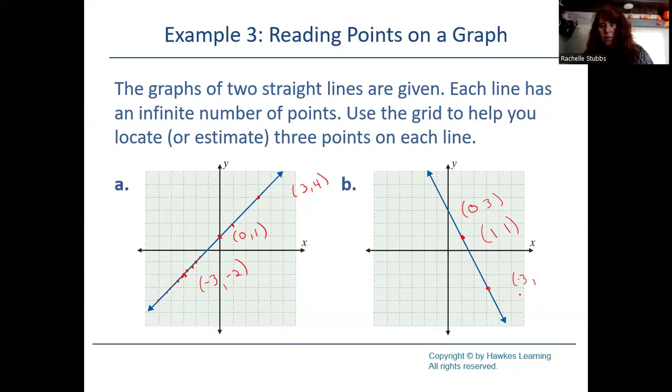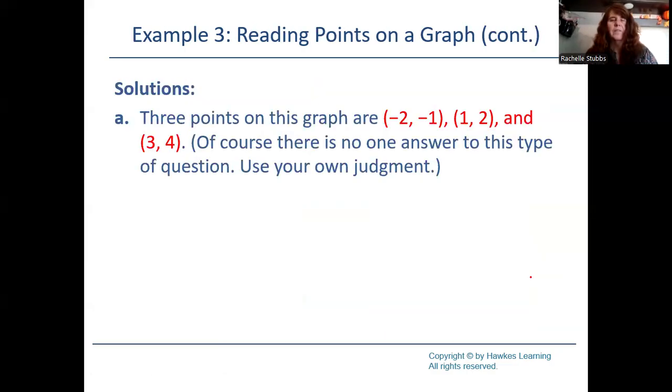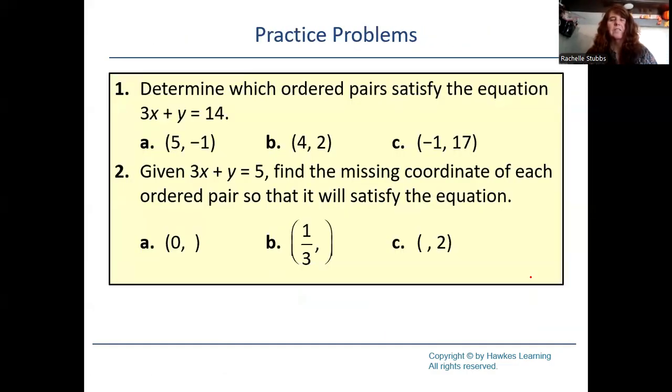It's positive over, sorry, but it's down 3, like so. So I have just identified some points. They're going to find some other ones. So which of these, we're going to do the practice problem. So pause your video and go ahead and give it a try.